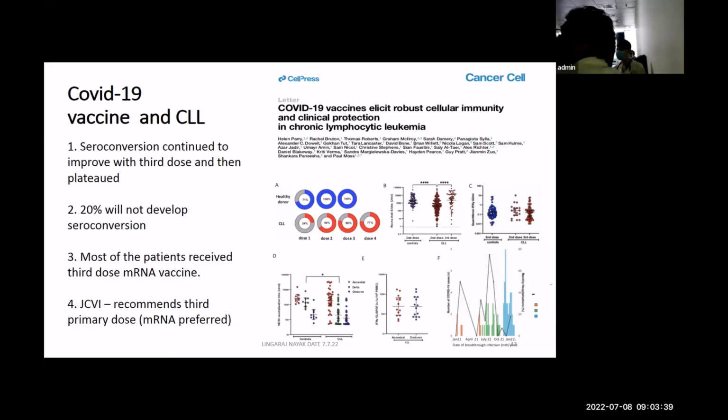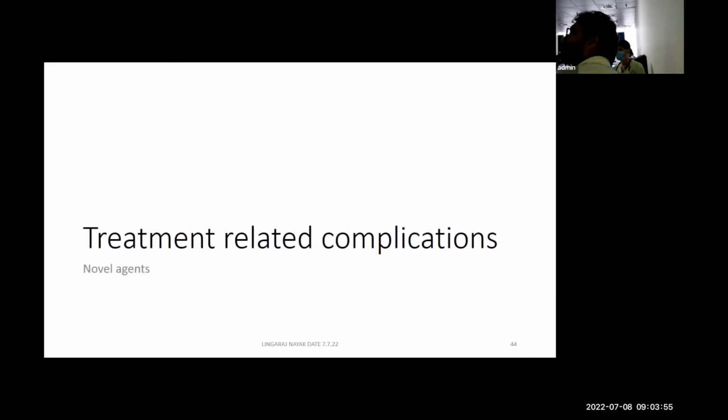So they concluded that probably 3 doses is typically important, and then you give boosters, right? That means they need one additional dose compared to healthy individuals. Even JCVI also recommends a third dose as the primary dose, and then you give a booster every 3 months, and they have recommended preferably an mRNA vaccine.